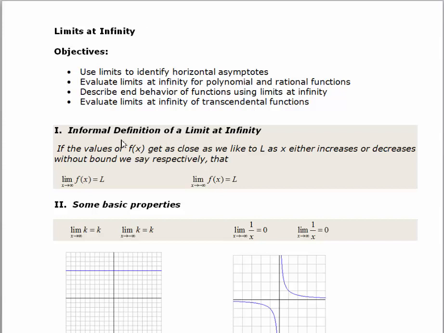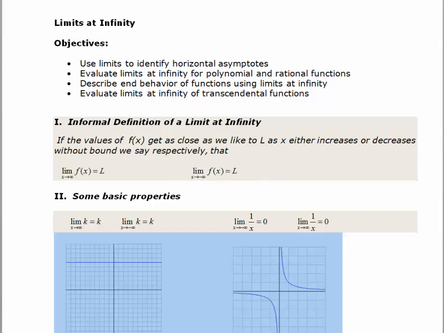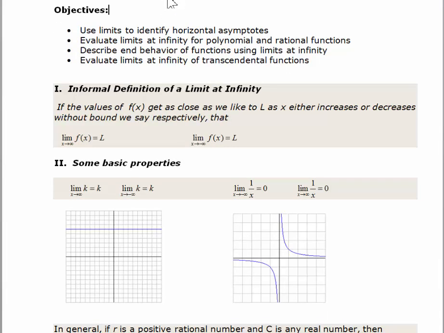The informal definition of a limit at infinity basically says if the values of f of x get as close to L as we like, as either x increases or decreases without bound, we say that the limit as x approaches infinity of f of x equals L, or the limit as x approaches negative infinity of f of x equals L.